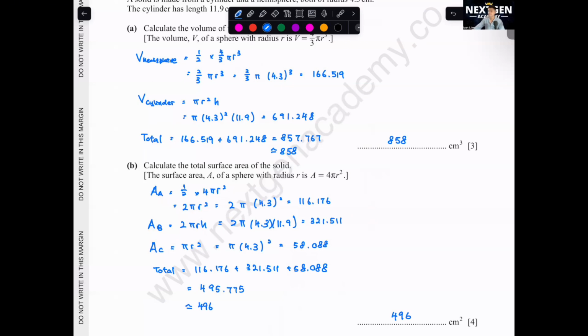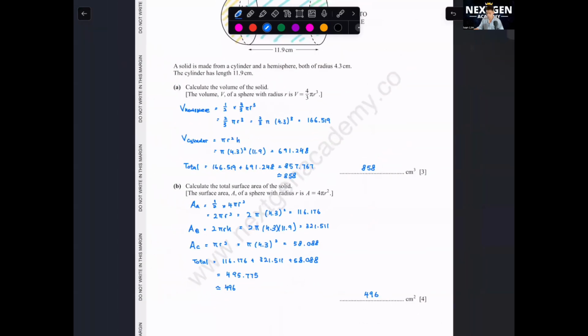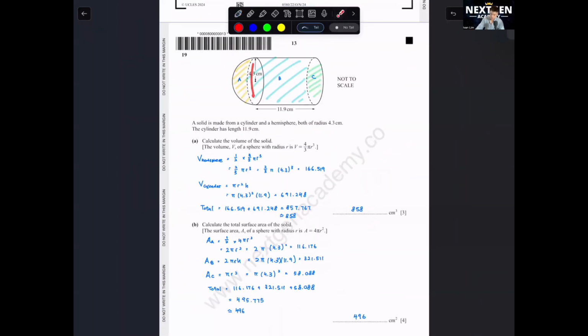The hemisphere doesn't have a base. When they say surface area, it means everything that's outside only. So don't go and calculate the inside here. Imagine it's like a bottle. You see your bottle, right? We're calculating the outside only, so surface means your surface outside.